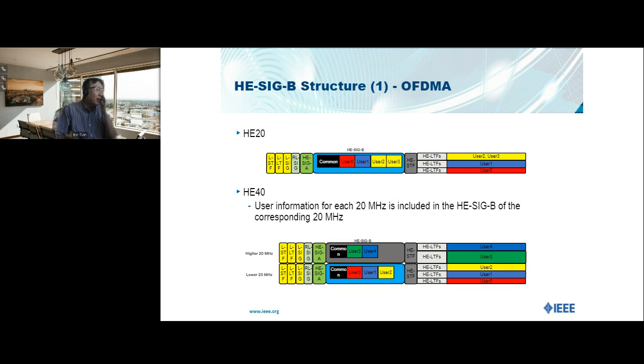Because we have two content channels, for the lower 20 MHz, the common portion we only locate in the lower 20 MHz. For the higher 20 MHz, we only send the assignment information for the higher 20 MHz, okay? And also the users assigned in the higher and lower 20 MHz. So in other words, you can see there are two content channels, each with different content in the lower 20 and 40, each assigned to its own specific 20 MHz.